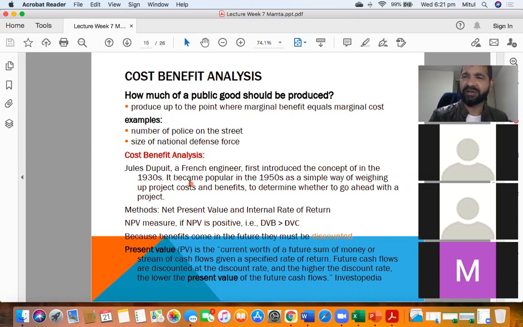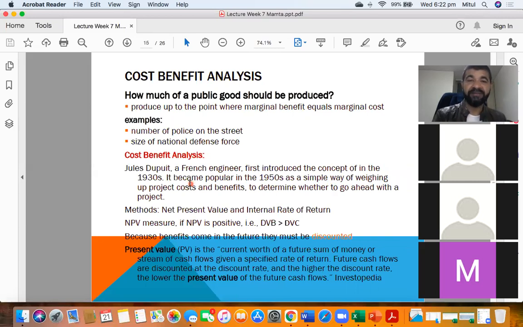You also do it every single day in your daily life, isn't it? You will think, should I go to the campus for class or should I stay at home? Cost, benefit. What is the benefit? So the methods they use are the net present value method and the internal rate of return method. NPV is net present value. If NPV is positive, go for it.